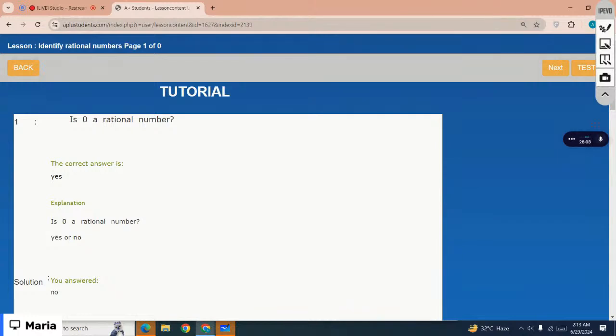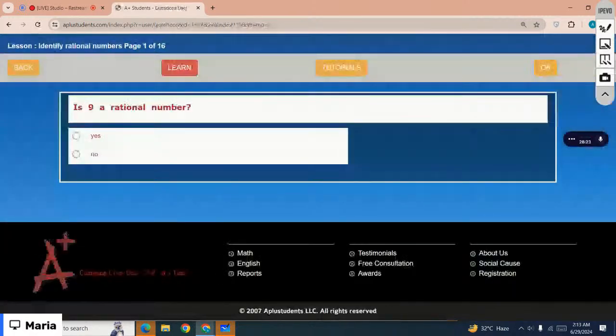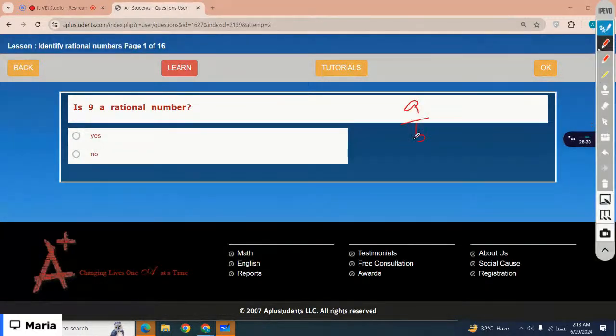The first example is 0. Is 0 a rational number? So no, 0 is not a rational number, right? Let's just start with the test questions. Basically, rational numbers are the numbers that can be written in the form a over b, right? If you write a number in the form a by b, that means the number is rational, right? Otherwise, it is not a rational number.